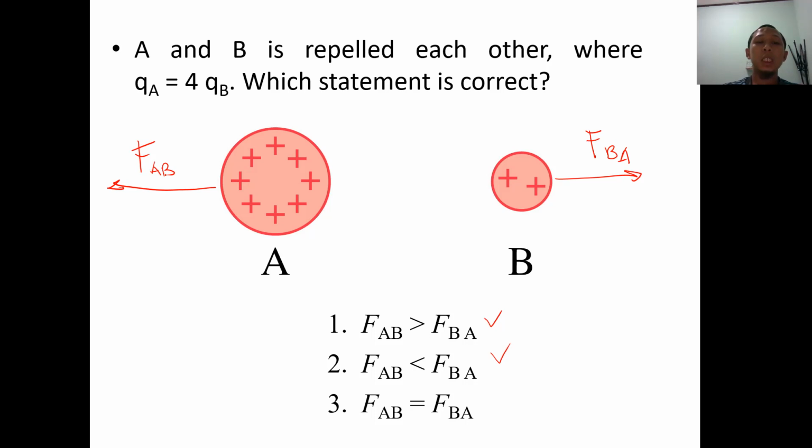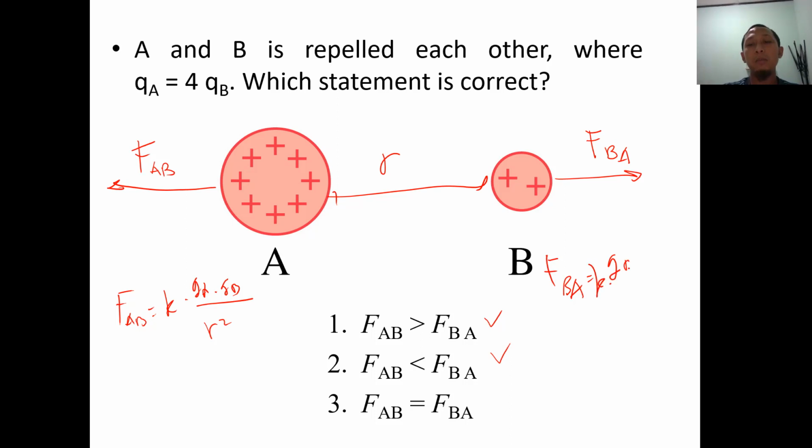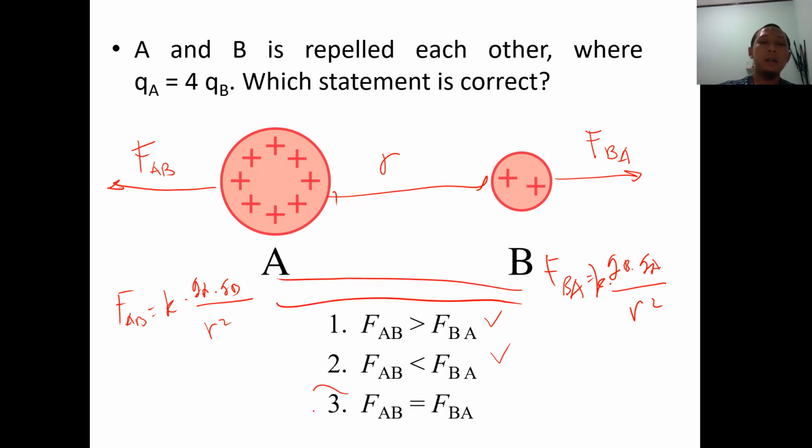So we use the Coulomb formula. FAB is kQAQB over r squared, where r is the distance between A and B. And FBA is also similar: kQBQA over r squared. So yeah, they are similar, so we have to choose the third option: FAB is equal to FBA.